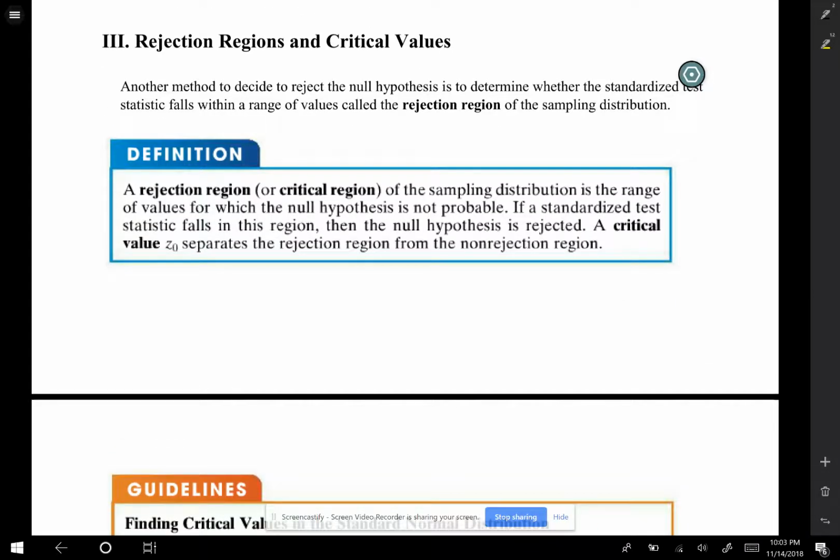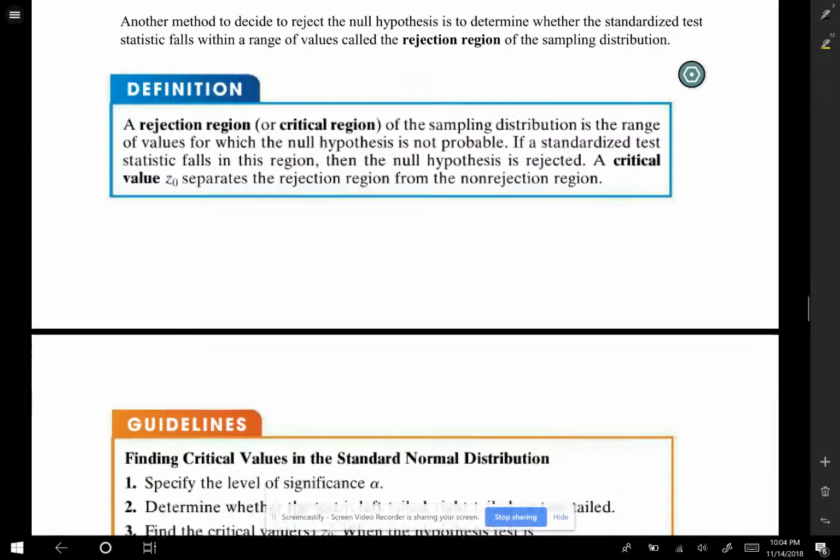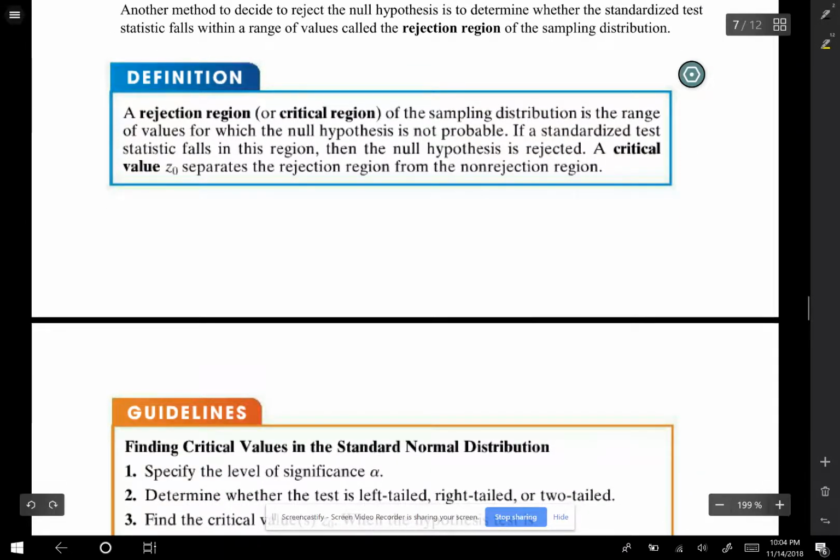Okay, in the next part, we're looking at rejection regions and critical values. This is another method that allows us to decide to reject the null hypothesis. What we're doing is determining if the standardized test statistic falls within a range called the rejection region. If our value falls in the rejection region, that would be a reason to reject the null hypothesis. Your rejection region or critical region is the range of values for which the null hypothesis is not probable. If it's not probable, that's called the rejection region.